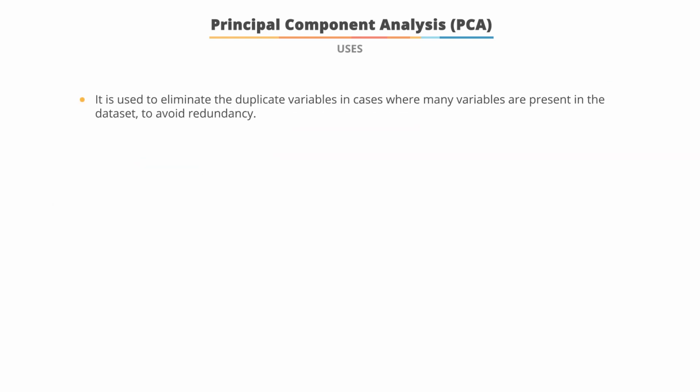So where may PCA be used? Well, it could be used to eliminate duplicate variables in cases where many variables are present in the data set to avoid redundancy. This is quite common with gene sequencing because there's often 20,000 or so gene sequences. And so if some can better represent the majority, then there's less inputted into the model.